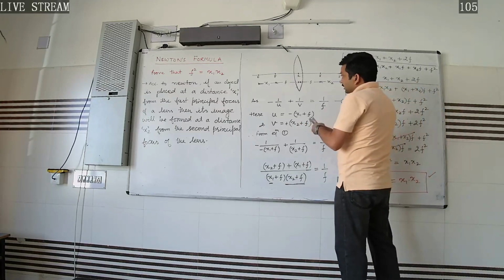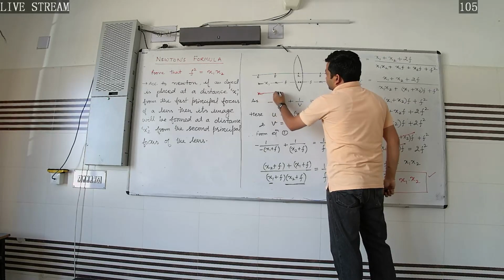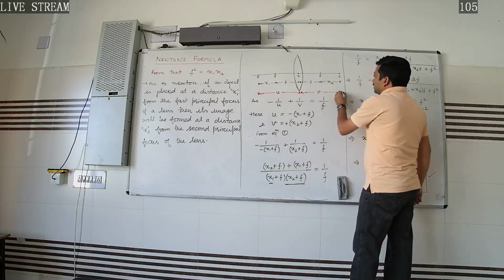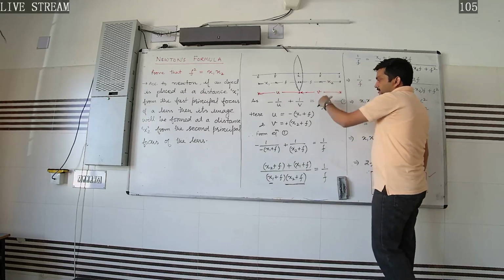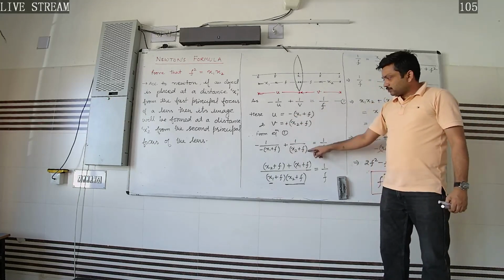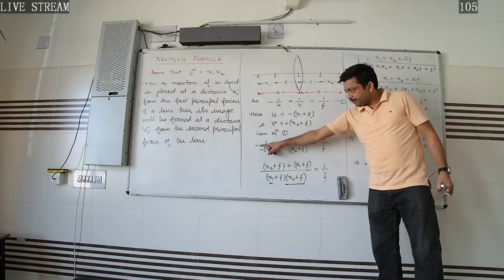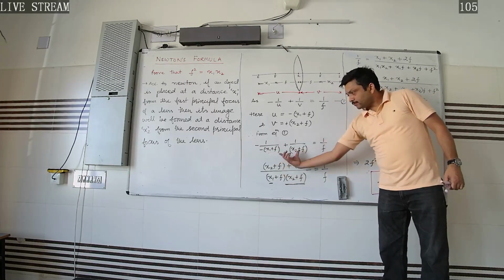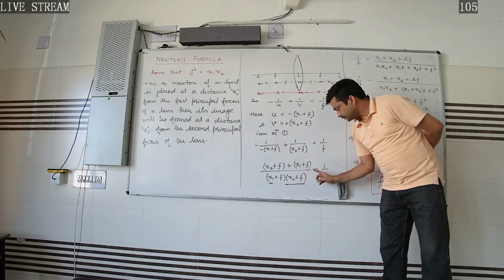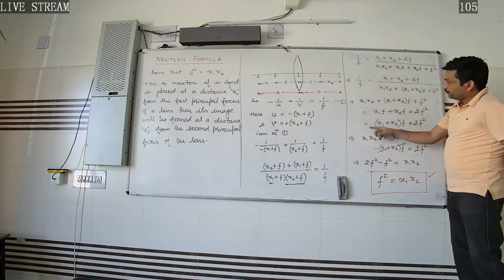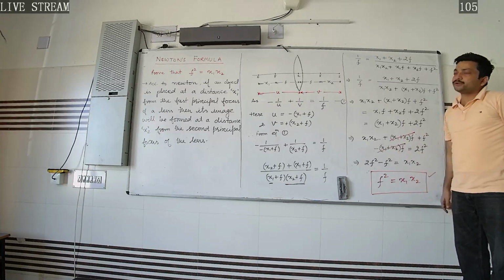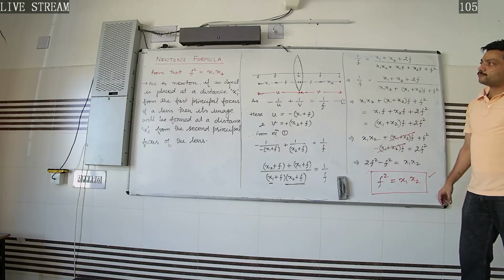For the sake of simplicity, here we can write this distance as u, and that's why u is equal to x1 plus f, and this distance is called v, and v is equal to x2 plus f. So substituting these values of u and v in equation 1, we get this equation. Here negative and negative will get cancelled out, taking LCM by multiplying both these terms and cross multiplying both these, we get this equation. In the next step, solving this, we get f square is equal to x1 x2, which is the required Newton's formula and is used for numerical problems.